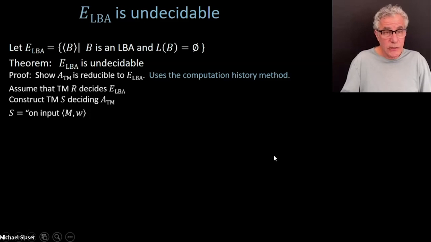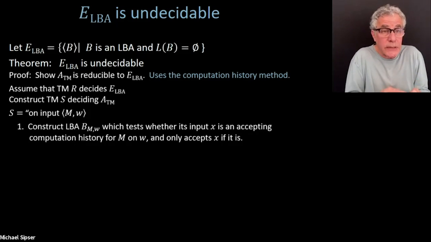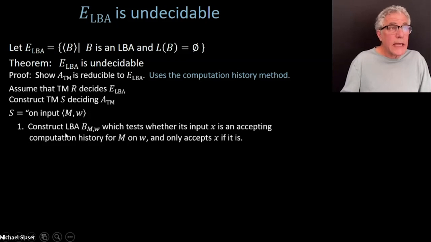Okay, so here is S, supposedly deciding ATM. What it's going to do, and this is going to be the tricky part, S is going to use M and W to design an LBA. That LBA is going to be built with the knowledge of M and W. In fact, it's going to have M and W built into it. So that's why I'm calling that LBA B sub MW, because it depends on M and W, as I'll describe.